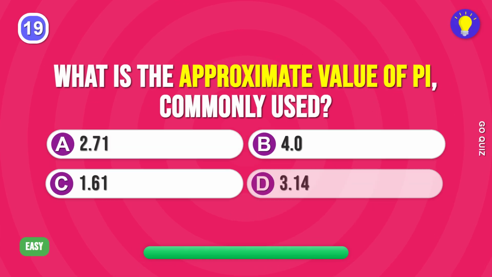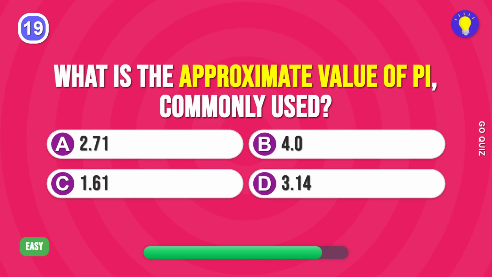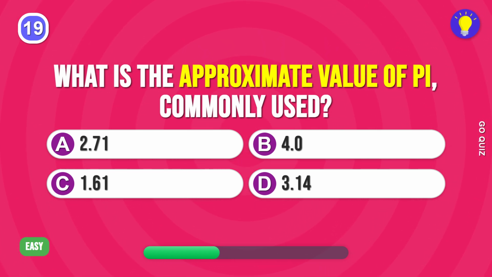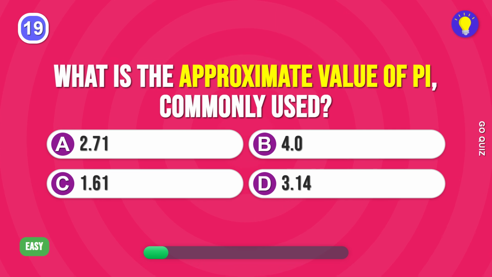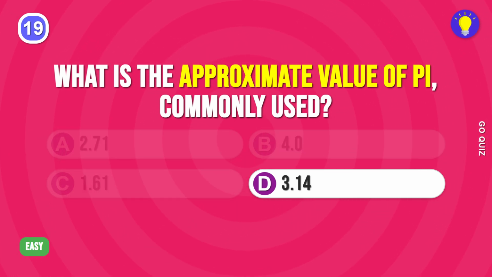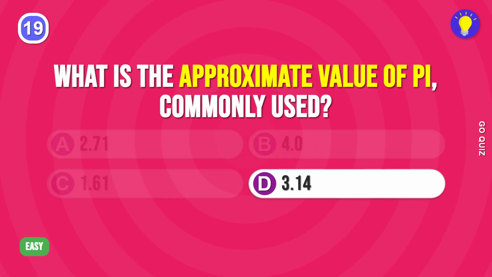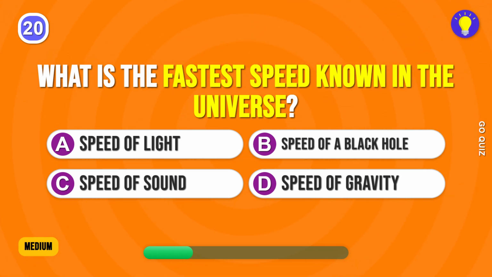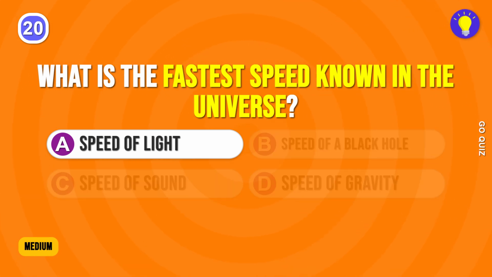What is the approximate value of pi commonly used? Pi is commonly approximated as 3.14. What is the fastest speed known in the universe? The speed of light is the universe's ultimate speed limit.